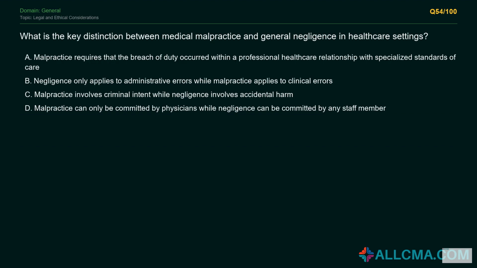Question 54. What is the key distinction between medical malpractice and general negligence in healthcare settings? Option A. Malpractice requires that the breach of duty occurred within a professional healthcare relationship with specialized standards of care. Option B. Negligence only applies to administrative errors while malpractice applies to clinical errors. Option C. Malpractice involves criminal intent while negligence involves accidental harm. Option D. Malpractice can only be committed by physicians while negligence can be committed by any staff member.